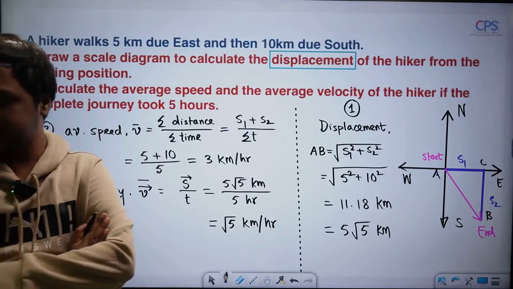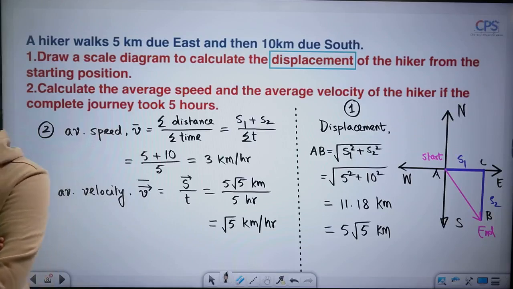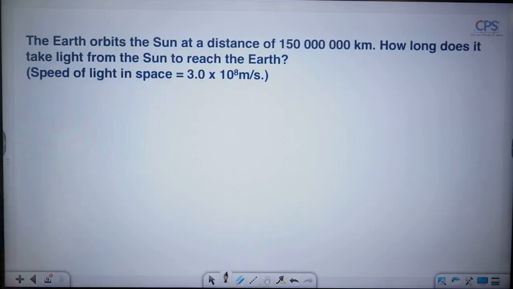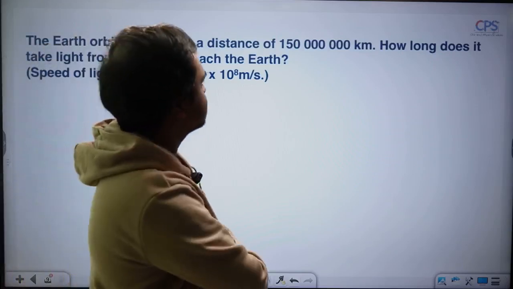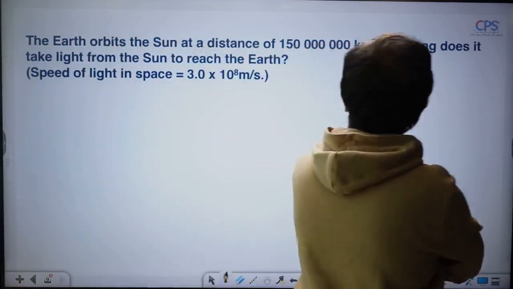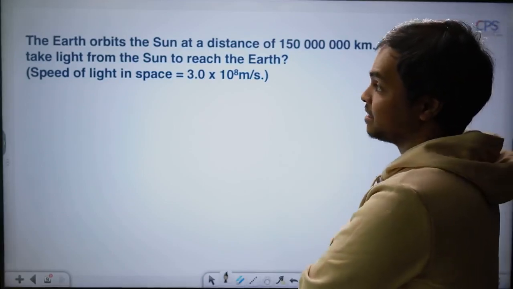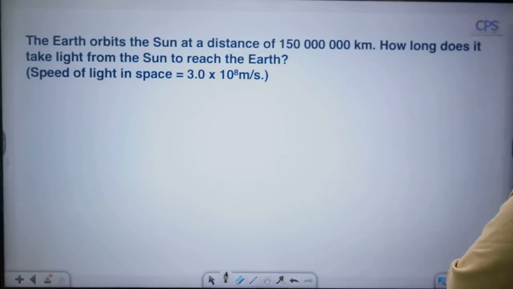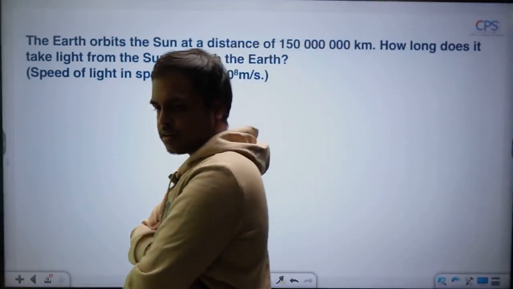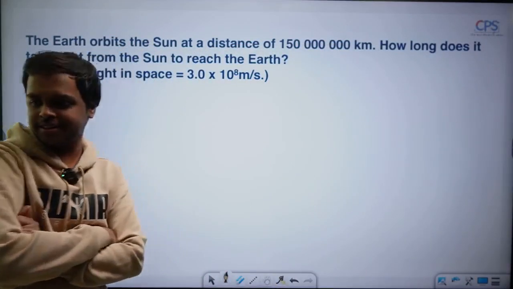So the questions are very easy to understand and to implement in your exam halls. Okay, let's do one more question and then our class will be done. So the earth orbits the sun at a distance of 150,000,000 kilometers. How long does it take light from the sun to reach the earth? Very nice question, and that's a more practical question, right?